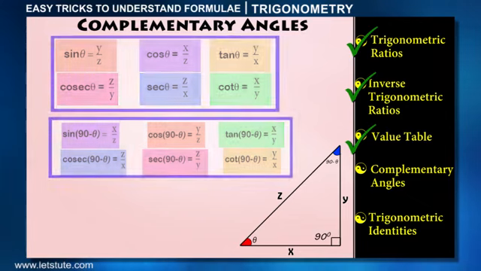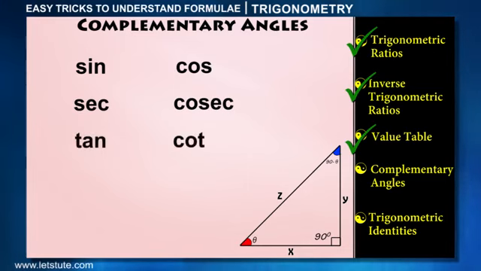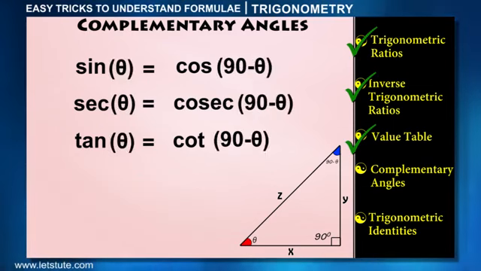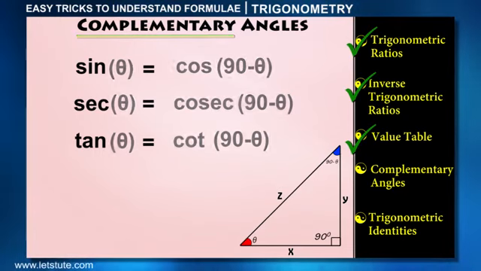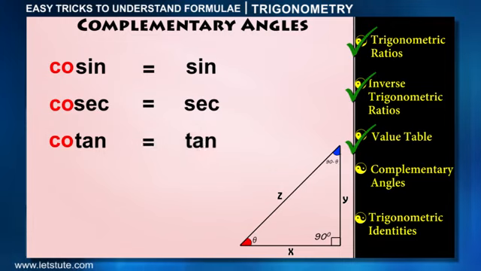So understand that sine, cos, sec, cosec and tan, cot, these pairs are equal for the two angles whose sum is 90 degrees. And hence these pairs are called complementary. And these complementary pairs we can never forget because we have to just add co of the word complementary before sine, secant and tangent.